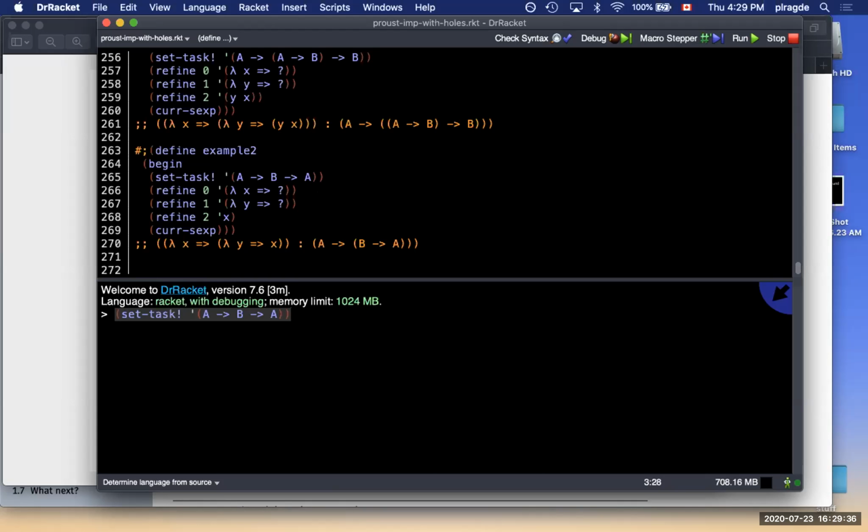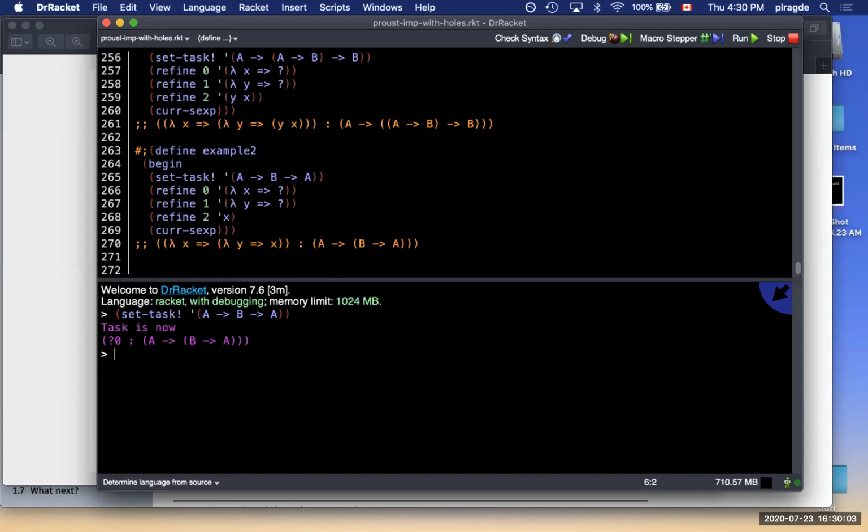When I do that, it responds with, the task is now question mark 0, so that it's provided a question mark. And the entire incomplete proof is a single question mark. It's question mark 0. And question mark 0 has type A implies B implies A. So that's what's happening right here.